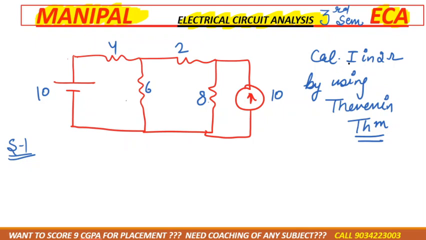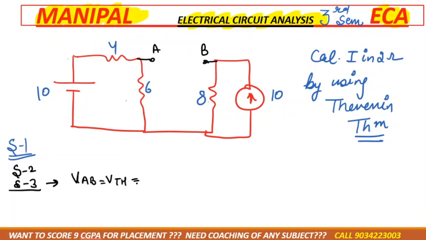See, in this we have to calculate current in 2 ohm. Okay, so 2 ohm would be open circuit, right? Next, mark always A and B, right? Step number 1 done. Step number 3, we need to calculate VTH, right? That would be equal to VAB.